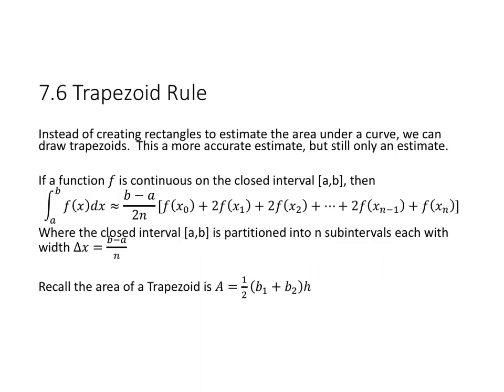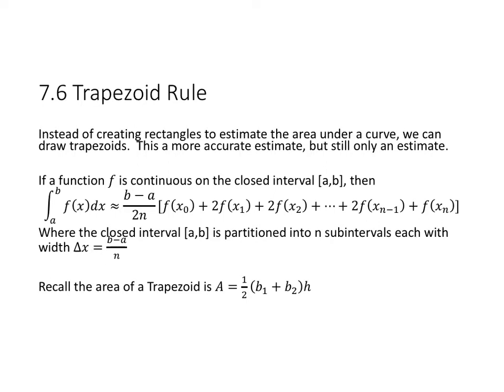Now we're up to 7.6, which sounds like we're going really far ahead, but it's just another way of estimating area, so I thought we should put all of our area stuff together. We've done left Riemann sums and right Riemann sums using rectangles, but now we're going to use the trapezoid rule.